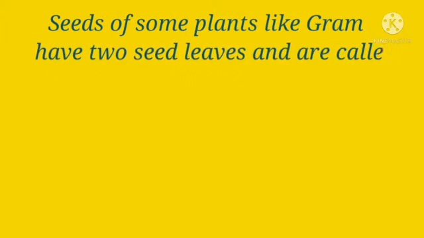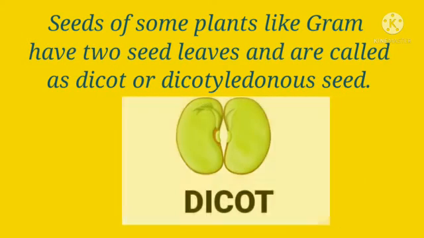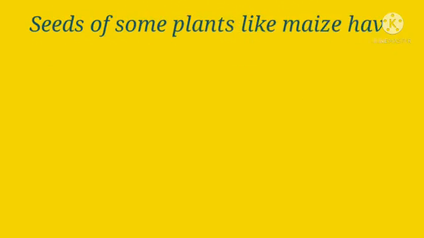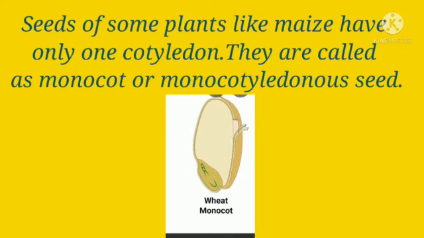Seeds of some plants like gram have two seed leaves and are called dicot or dicotyledonous. Seeds of some plants like maize have only one cotyledon. They are called monocot or monocotyledonous seeds.